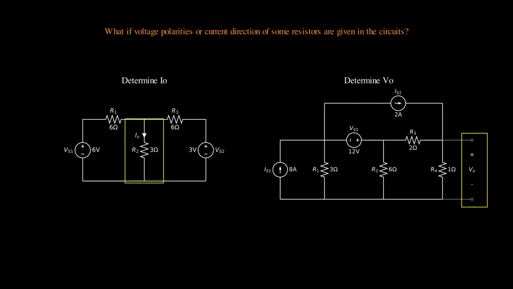For the right circuit, once the voltage polarity is given in the circuit, then essentially, the current direction is also given based on passive sign convention. You should label it in such a way, meaning the current enters the positive terminal of R4, then the current should flow from the top terminal to the bottom terminal of R4.